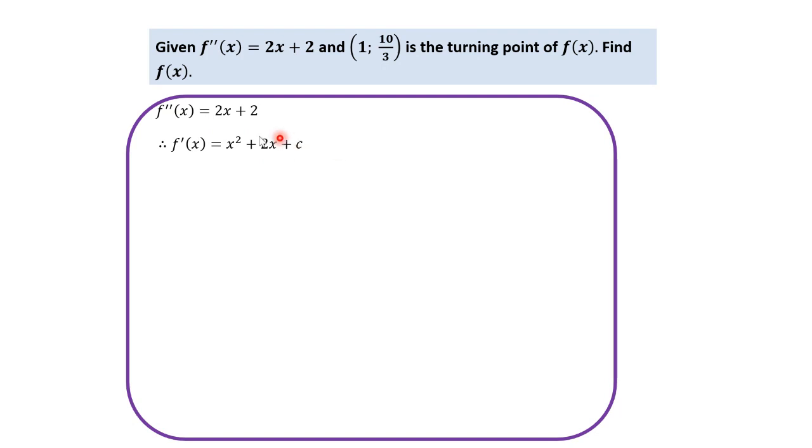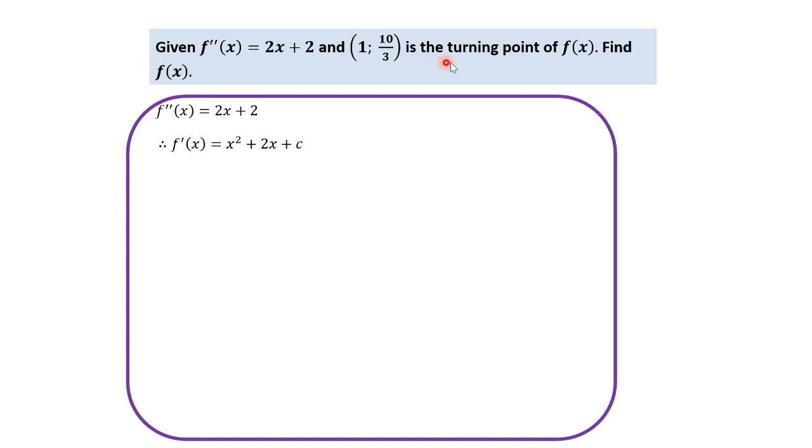Okay, now before I can integrate this again to get my f of x, I need to know the value of c. So in order to get the value of c, I need to substitute a point in. So what information are they giving me? That this is the turning point. Now, the turning point means that when x is 1, the gradient is 0. Remember, this y value has got nothing to do with my gradient. This says f dash x, and you only substitute this point in place of a y value. It is not an f dash value.